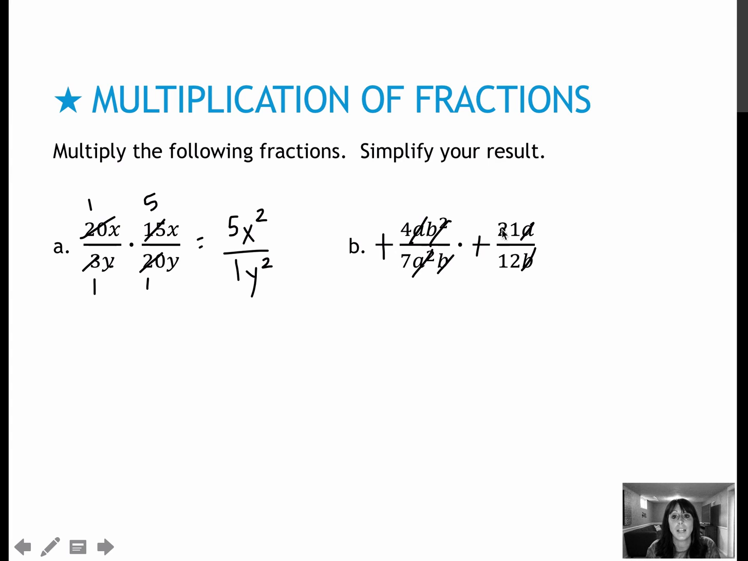So 7 and 21 have a common factor of 7. 7 divided by 7 is 1. 21 divided by 7 is 3. I have 4 and 3 on the top, which is 12, and on the bottom I have 12, so I could have actually reduced the 12 and the 12, and that just actually ends up reducing to 1. Everything ends up canceling out.